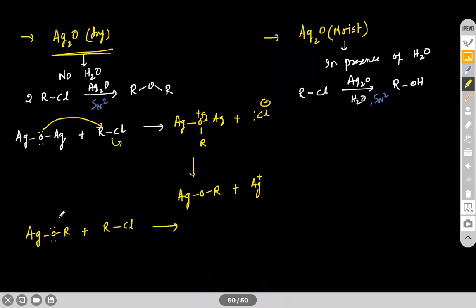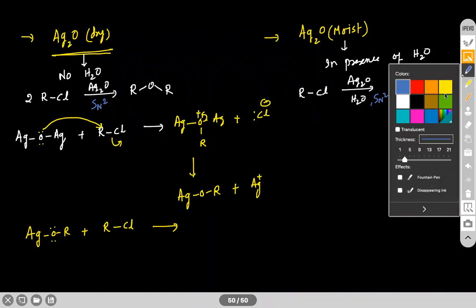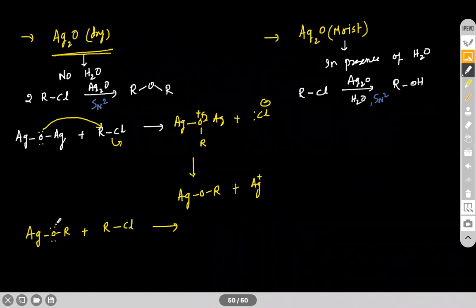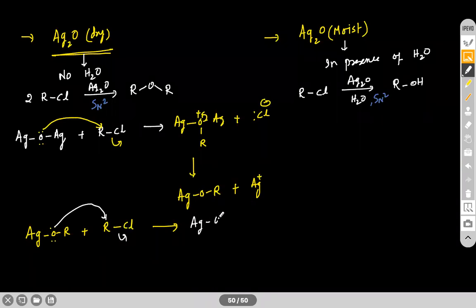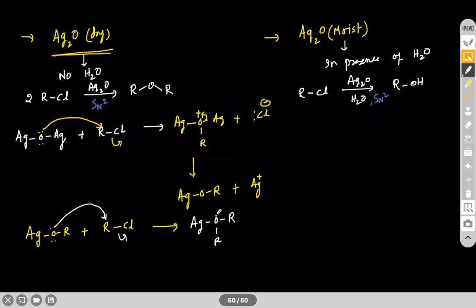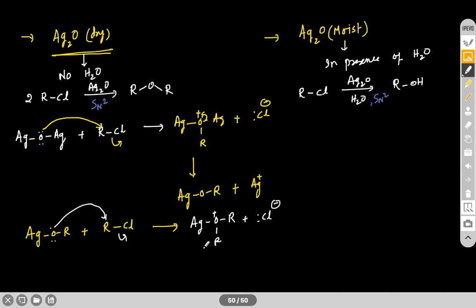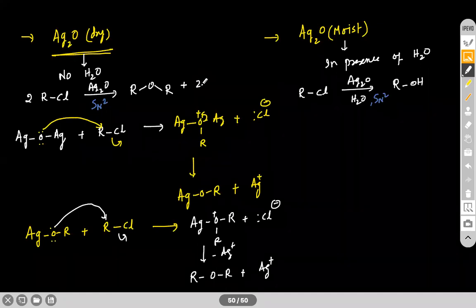And same reaction, this comes over here, this comes over here and this goes out. So it forms AgOR positive charge plus Cl minus. Further from this, Ag plus goes out and it forms ROR and Ag plus, right? Again, these Ag plus and Cl minus combine to form AgCl. So apart from this ether, we'll get two molecules of silver chloride here.